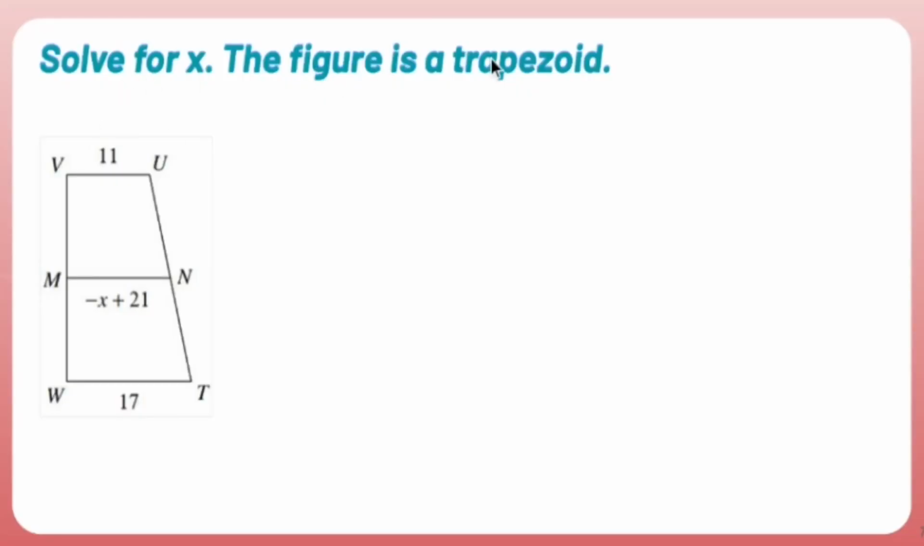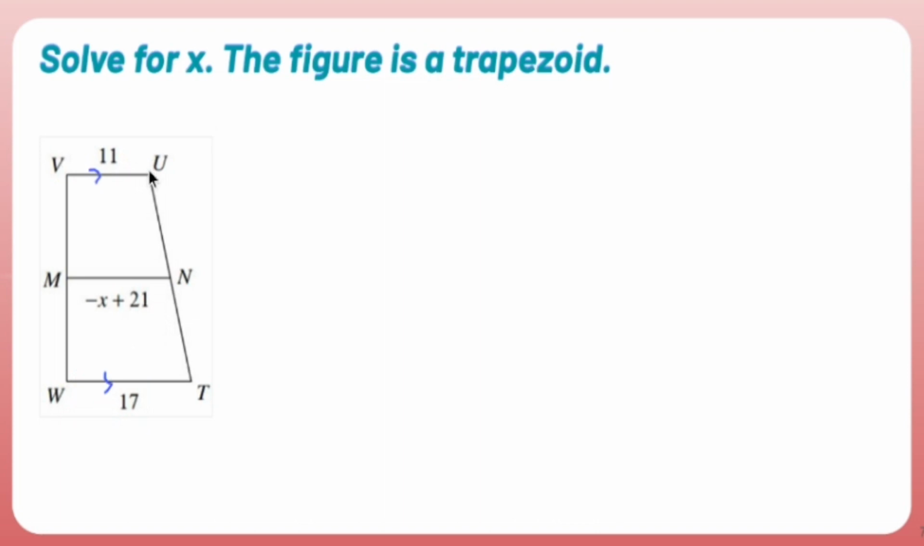Solve for x, the figure is a trapezoid. All right, what I have here is a median. The median is basically exactly what it sounds like. It's the middle part of a trapezoid or a parallelogram or whatever quadrilateral you're dealing with. So if this is a trapezoid, we have two parallel sides.